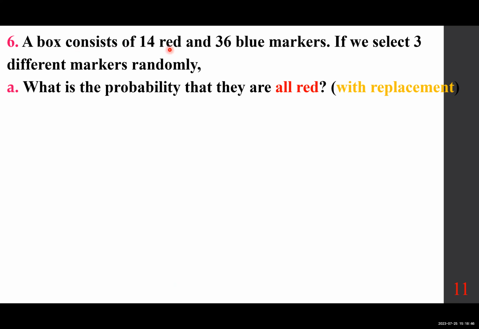A box consists of 14 red and 36 blue markers. If we select 3 different markers randomly, what is the probability that they are all red with replacement? Well, probability of a red is n of r over n of s. So we have 14 divided by the total of 14 plus 36, or 50. So 14 over 50, or 7 over 25, or 0.28. This is the probability of 1 red.